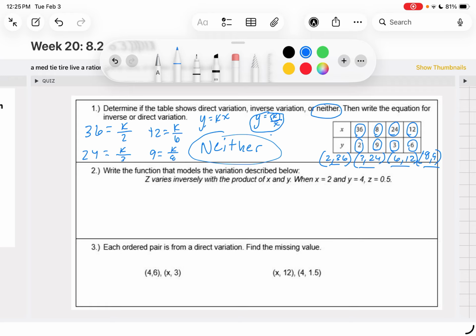Okay, so the next thing we're going to do is write the function that models the variation described below. So this is going to be one of those situations where we have the combined variation. It's a joint variation.